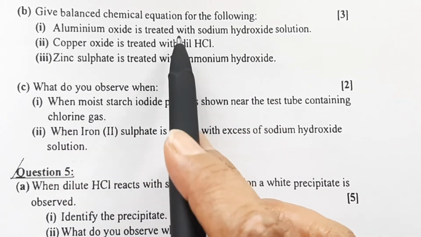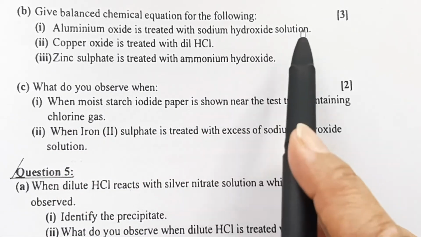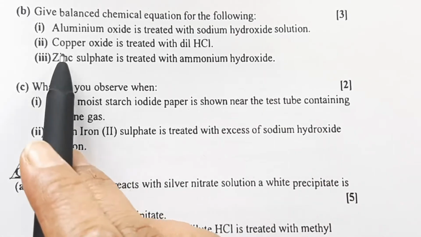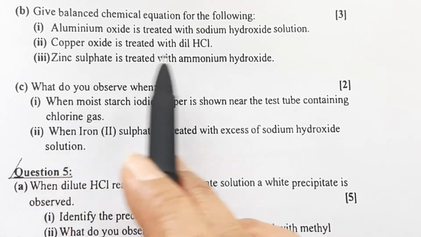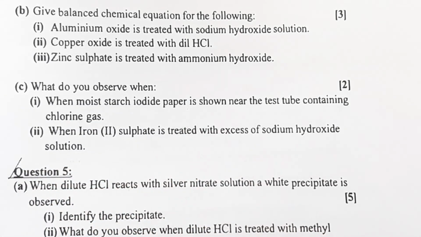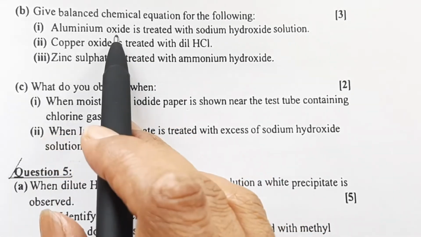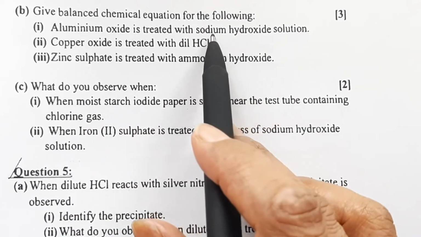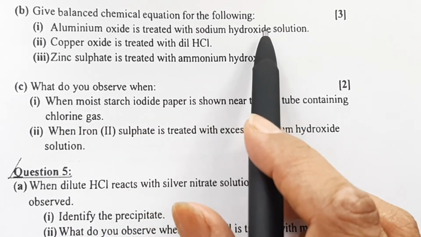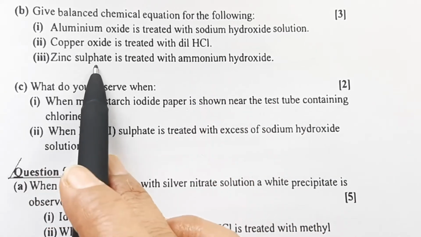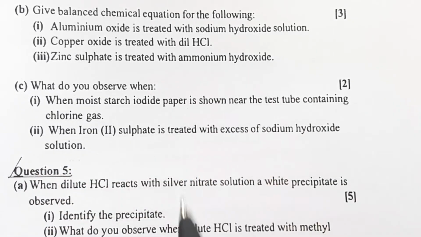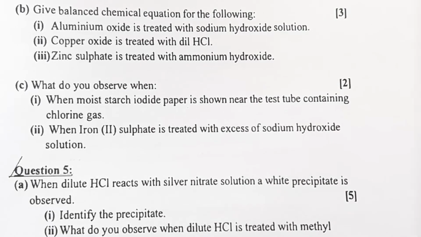Aluminium oxide is treated with sodium hydroxide solution. Copper oxide is treated with dilute HCl, and zinc sulfate is treated with ammonium hydroxide. So Al2O3 we will be adding with sodium hydroxide, that is NaOH. Here CuO plus dilute HCl and ZnSO4 with ammonium hydroxide. Let's see how we write it.